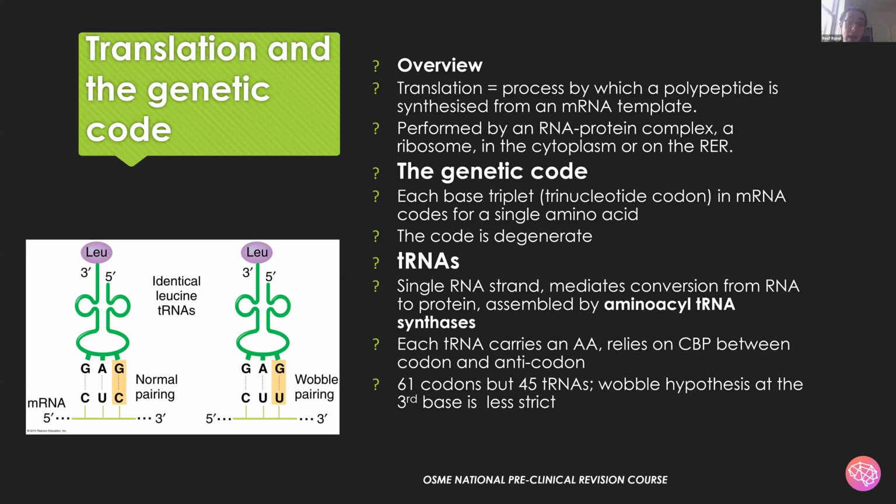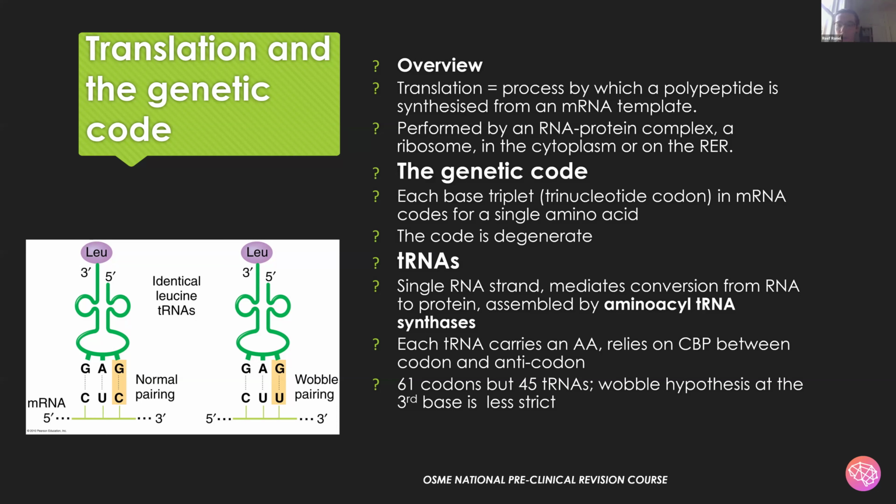So now we have translation, and this is the process where we produce a polypeptide from our mature mRNA template. This is performed by our ribosomes, our RNA protein complexes, either in the cytoplasm or in the rough endoplasmic reticulum. So we already talked about the degeneracy of the genetic code, but I will just briefly touch on tRNAs as something you need to know about.